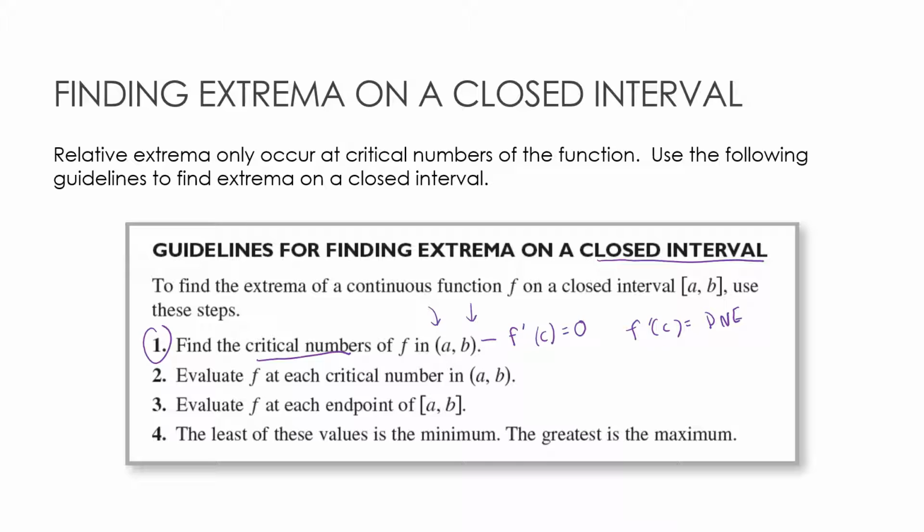Then we're going to evaluate just the endpoints. So we're going to look at the point A and the point B, whatever our endpoints are. Whatever the least of our values is a minimum, and the greatest is a maximum. So let's take a look at an example.